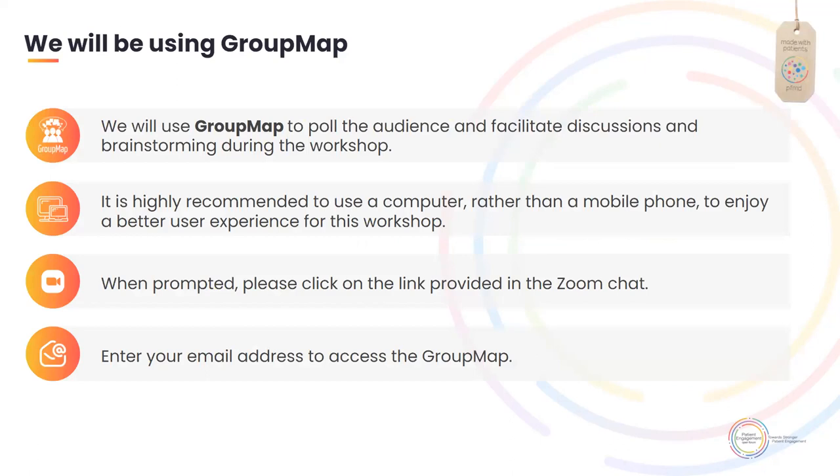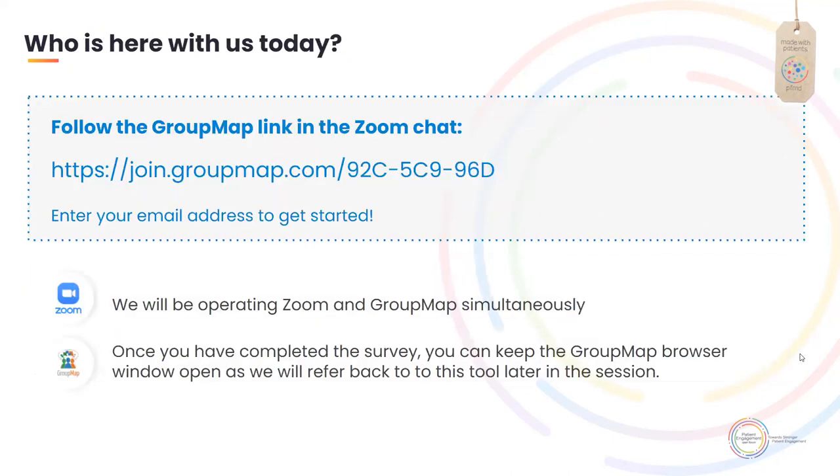So we will start, as we used to do in the PEOF session, with a group map that you can open. It's highly recommended to open it from a computer. It's way easier to engage. The link should appear very soon in the chat box, and you have to enter your email address. And basically, we'll simply start with one question before we get into the presentation about which stakeholder group you belong to. Can you go to the next slide, please?